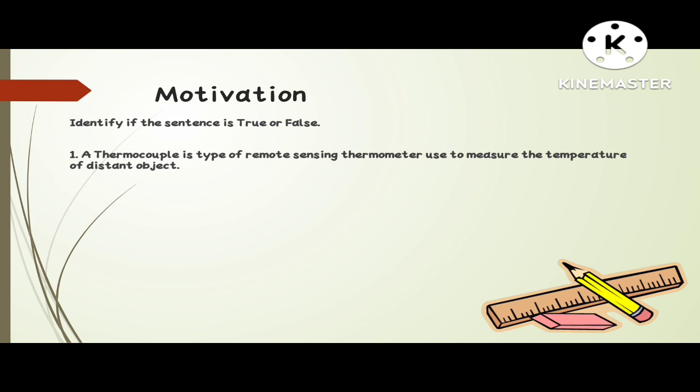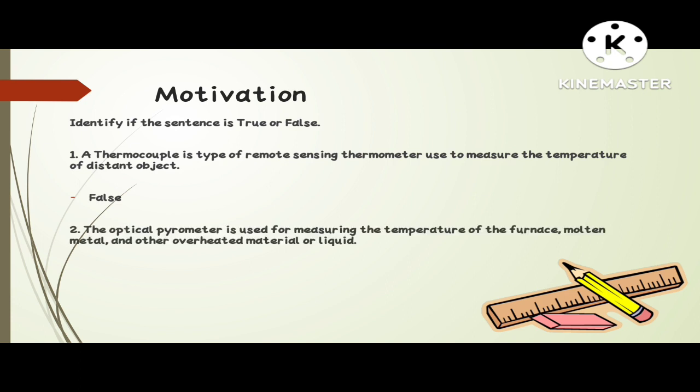Okay, your answer is correct. It's false. Number 2. The optical pyrometer is used for measuring the temperature of the furnace, molten metal, and other overheated materials or liquid. Okay, your answer is correct.